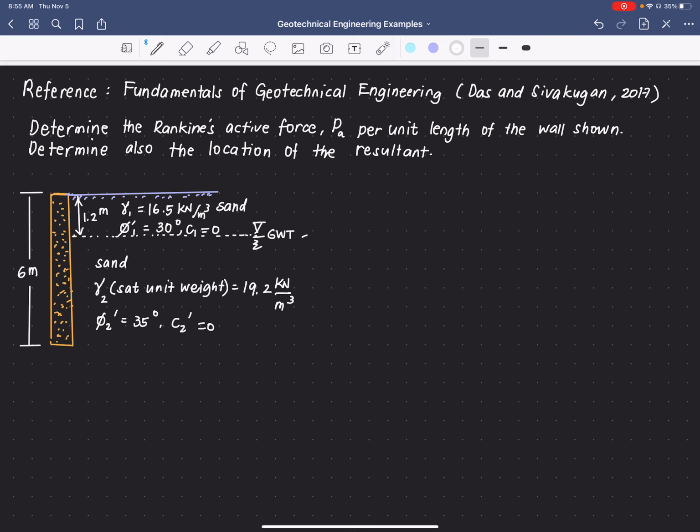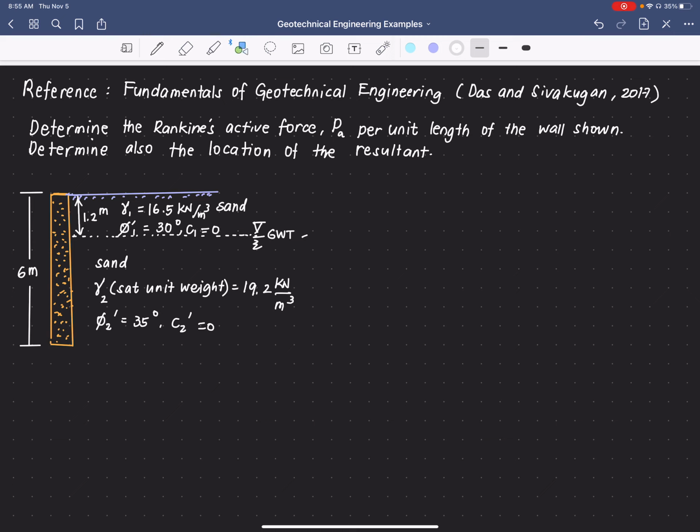In order for us to determine the Rankine's active force, it is better to draw the pressure distribution and calculate the active force per unit length from the pressure distribution. And for us to draw the pressure distribution, we have to calculate the active pressure for both soil and water.